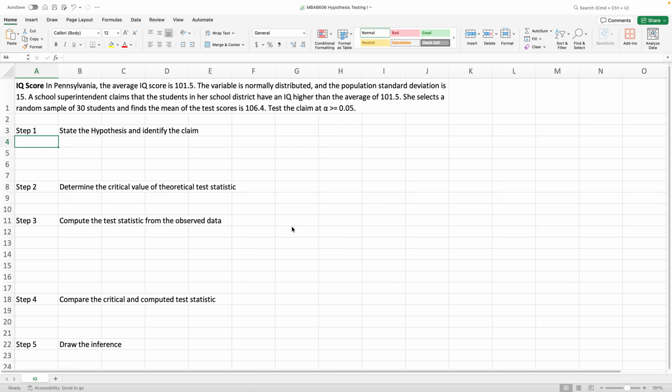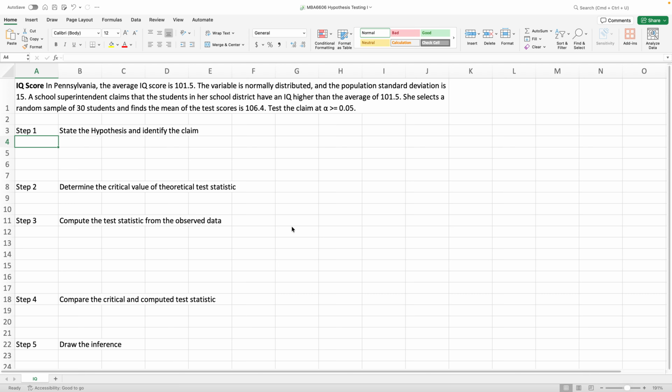A school superintendent claims that the students in her school district have a higher IQ than the average of 101.5. She selects a random sample of 30 students and finds the mean of the test score is 106.4. Test the claim at a significance level of 5%.